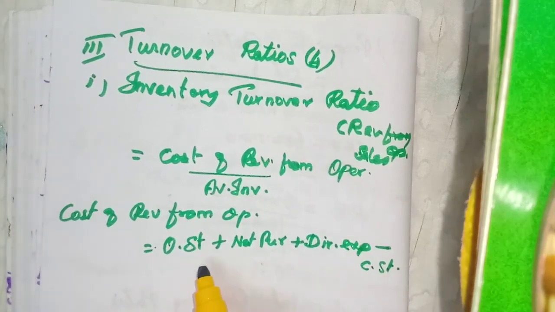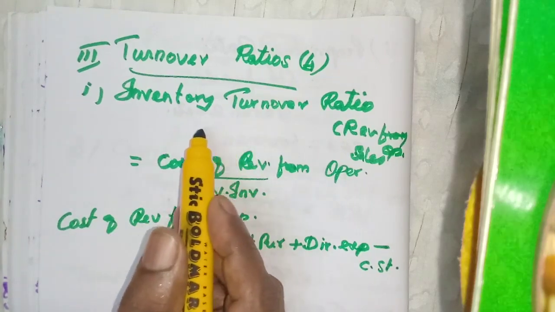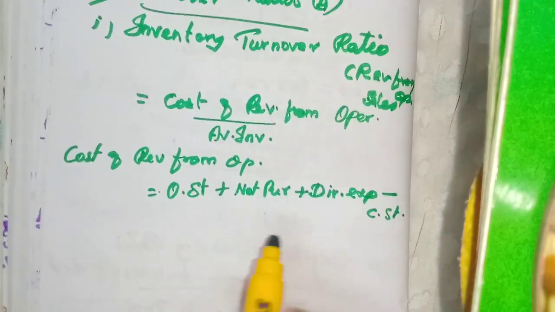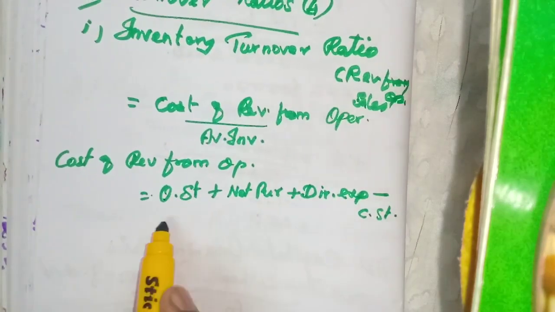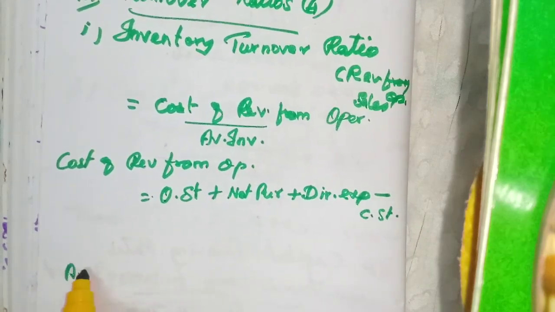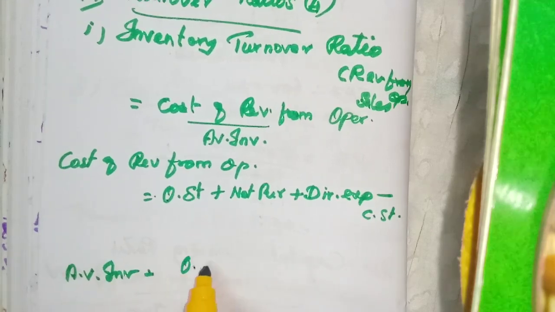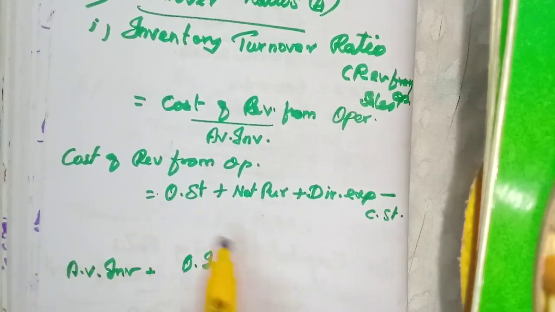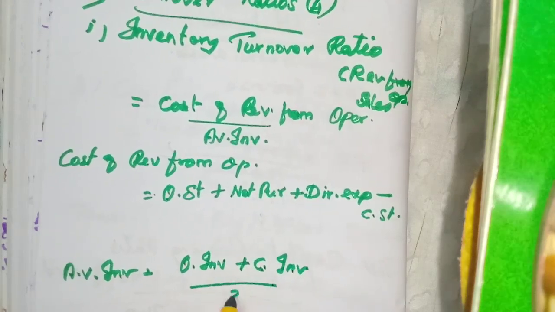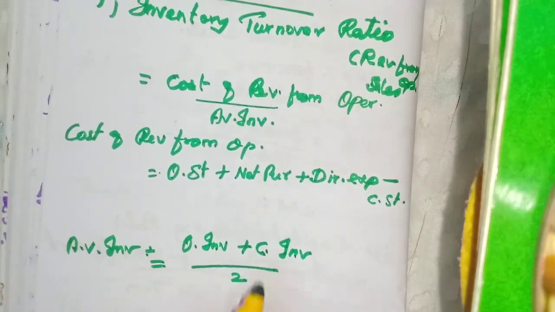Okay, here that word is changed. Inventory means stock turnover ratio. Before we have studied, now they have changed the word stock into inventory. Okay, so opening inventory, closing inventory. This average inventory means opening inventory plus closing inventory divided by 2. Okay, we will get average inventory.